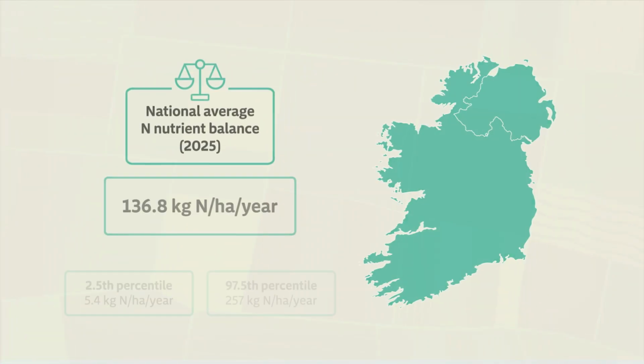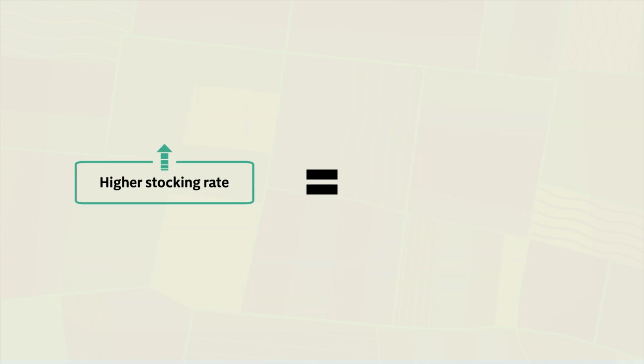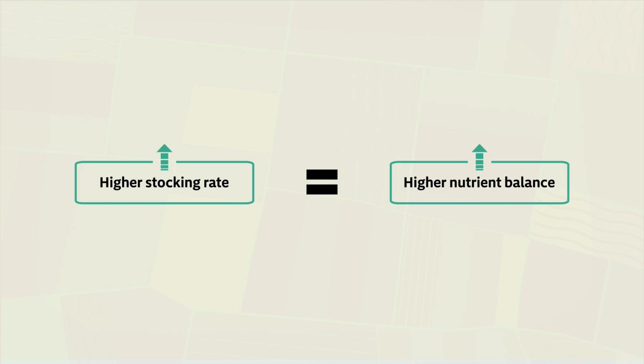This value is around the average nitrogen nutrient balance for Ireland in 2025. However, nutrient balances should be assessed in the context of the farm's stocking rate, as farms with higher stocking rates will inherently have higher nutrient balances.